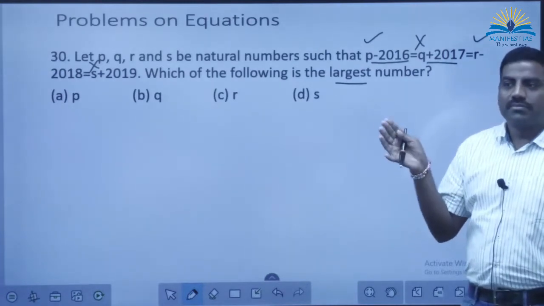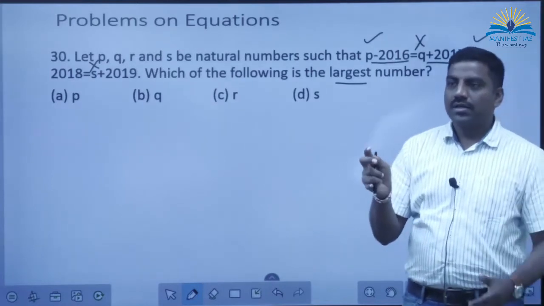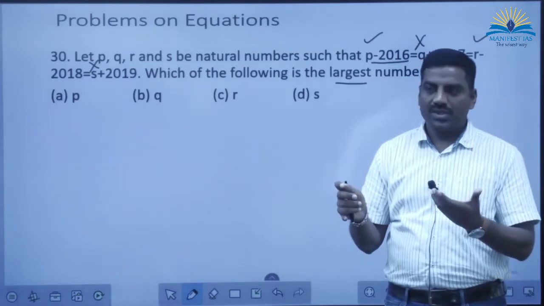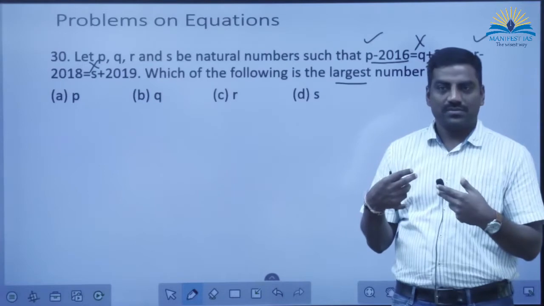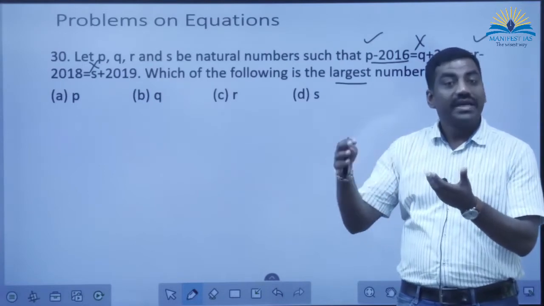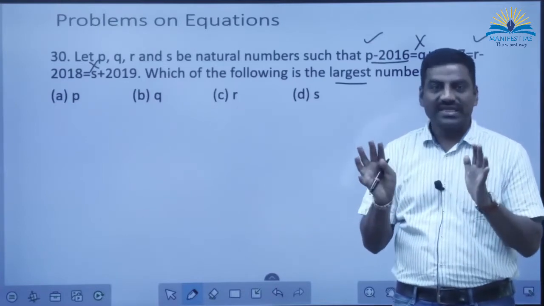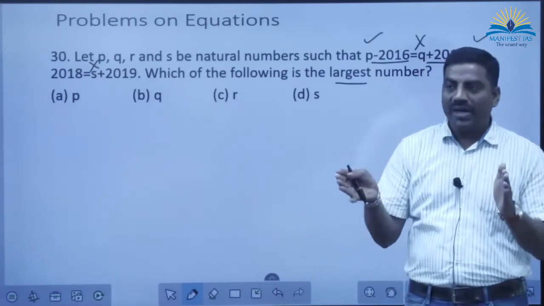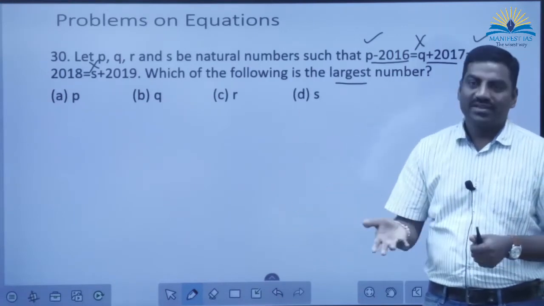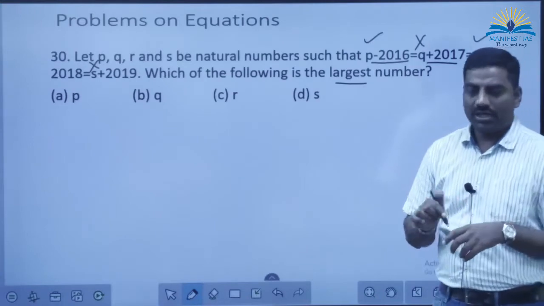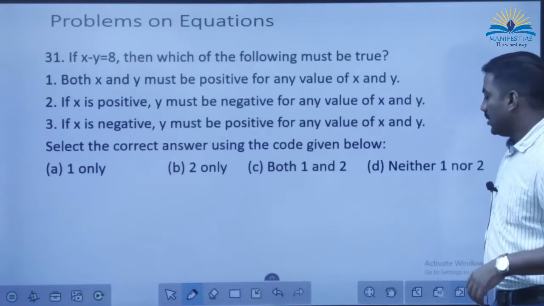Understood? The method I told, is it easy? First, decide between 2 terms. The term with plus, it always wants. The term with minus, it is ready to lose, because it has more. That's it. And between 2 minuses, the one entity which can lose more is having the highest. That's it. Okay. So here the answer is R. Next.